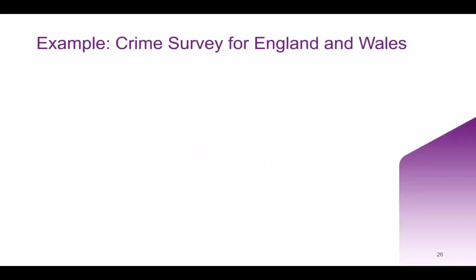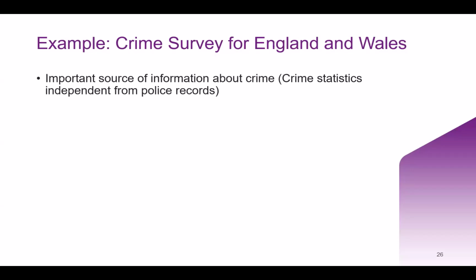So in this example, we want data on crime, so we might look at something like the Crime Survey for England and Wales, which I knew some of you found when we did the search task earlier. To give you a little bit of information about it, it's a large and quite important survey because it provides a source of information independent from official police crime statistics. So it's an alternate source of information.